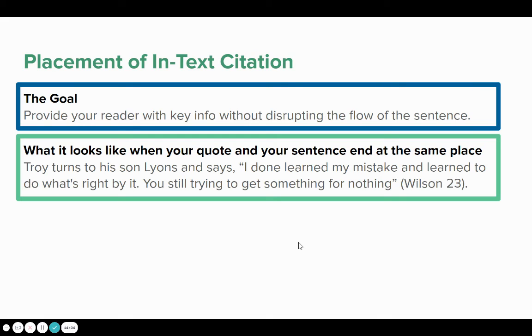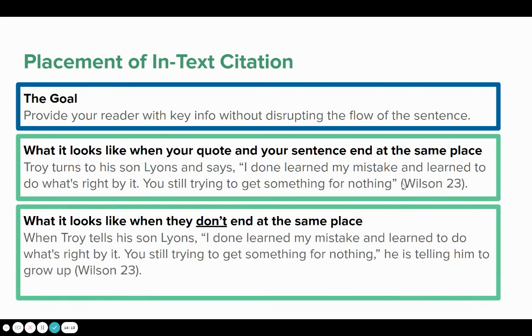You need to provide your reader with the key information without disrupting the flow of the sentence. So the placement goes here. The in-text citation comes at the end of the sentence. What does it look like when they don't end at the same place? Here I've got an example for you.